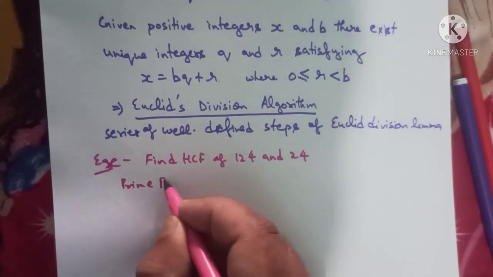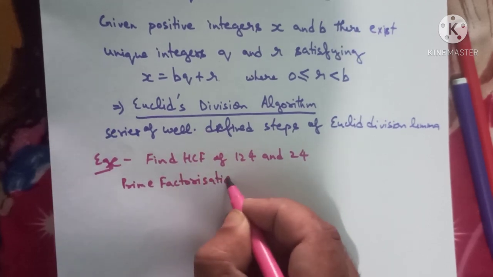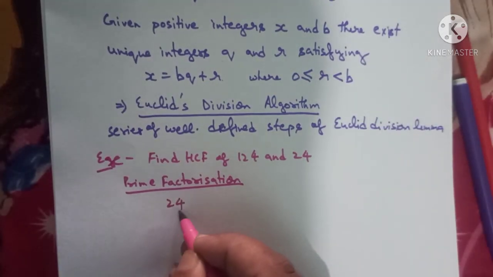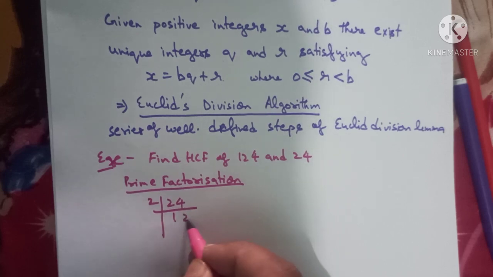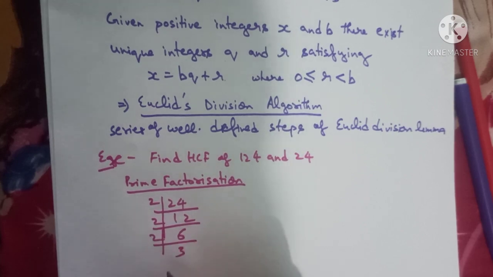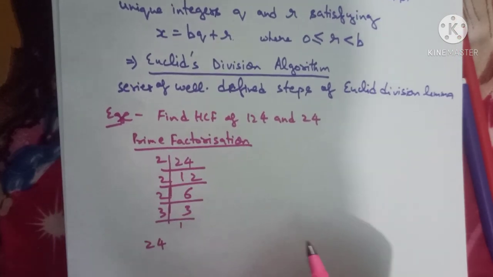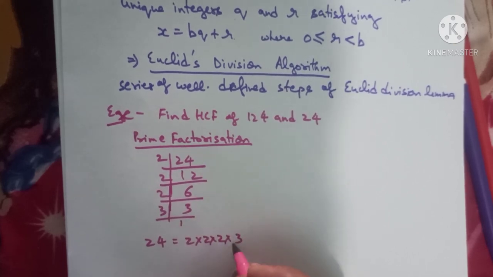Very simple, just a quick revision. You have already done this prime factorization in your previous classes. Like 24, we will start with 2: 2 sixes are 12, 2 threes are 6, and 3 ones are 3. So 24 can be written as the product of its prime factors, that is 2 times 2 times 2 times 3.